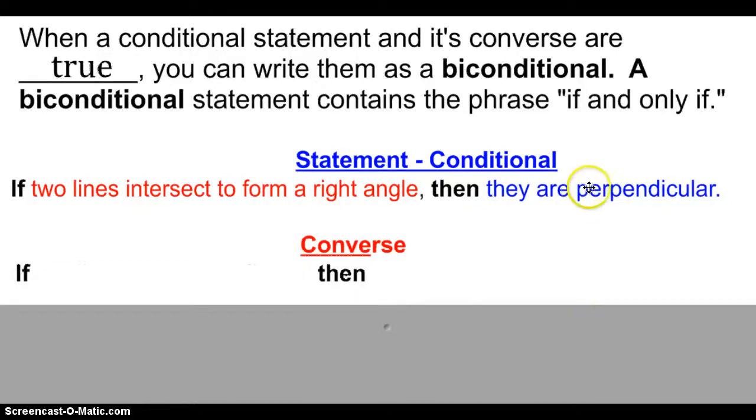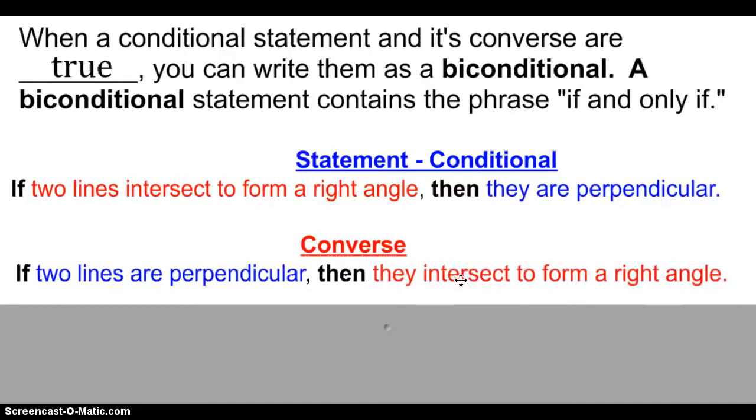For the converse, we would switch. I understand two lines is after the if, but you want to make sure you're making a sentence. So you can't say if are perpendicular. So we put a subject in. If two lines are perpendicular, then they intersect to form a right angle. So that's our converse. Now, would you say that's true or false? Hopefully you understand that is also a true sentence. If lines are perpendicular, the definition of perpendicular means they form a right angle.